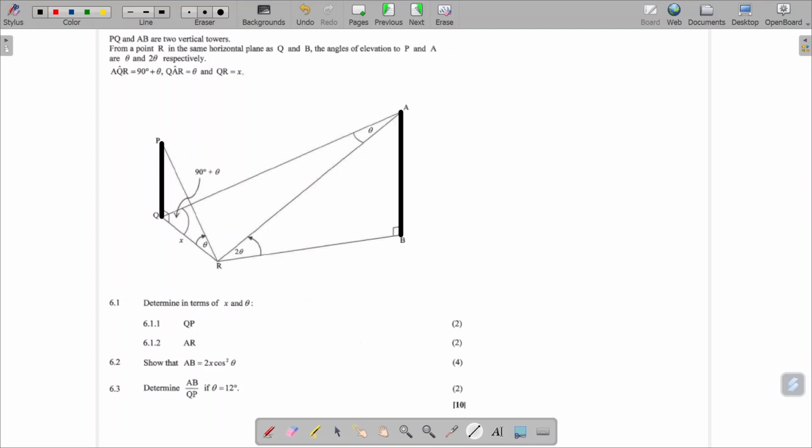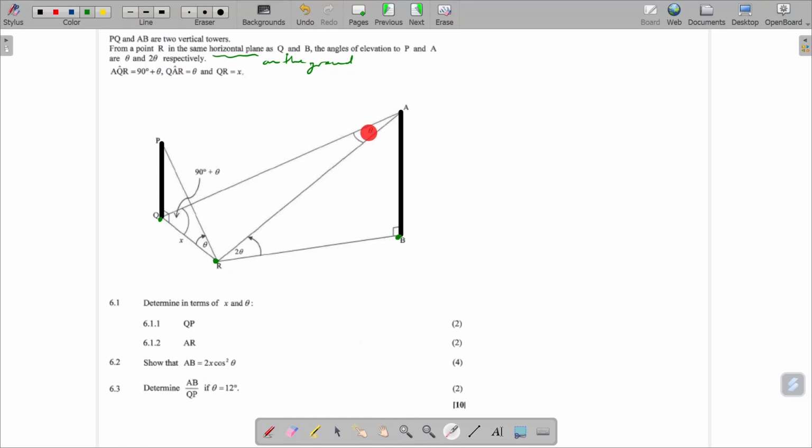Wonderful. Okay. I can see that these things are on the same horizontal plane, so I'm going to choose to just mark them with the same color. So P, Q, and R, from point R, the same plane as Q and B, so these are all on the same horizontal plane. So for me, as I said to you previously, I would read that as being on the ground. Hence I'm choosing to use the color green to mark them. The angles of elevation are theta and 2 theta.